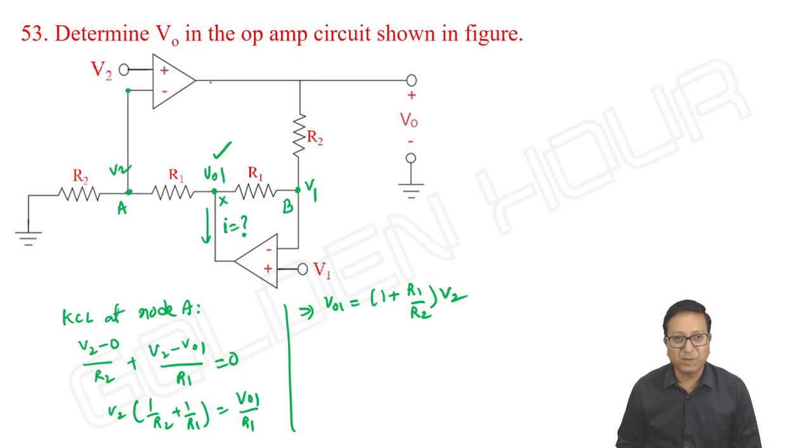I is leaving: I plus (VO1 minus V2) by R1 plus (VO1 minus V1) by R1. You can write that so that you can find what I is. But my concern is not to find I. My concern is to find V output. What we can do: anyway, I'm taking this node equation. KCL at node P.